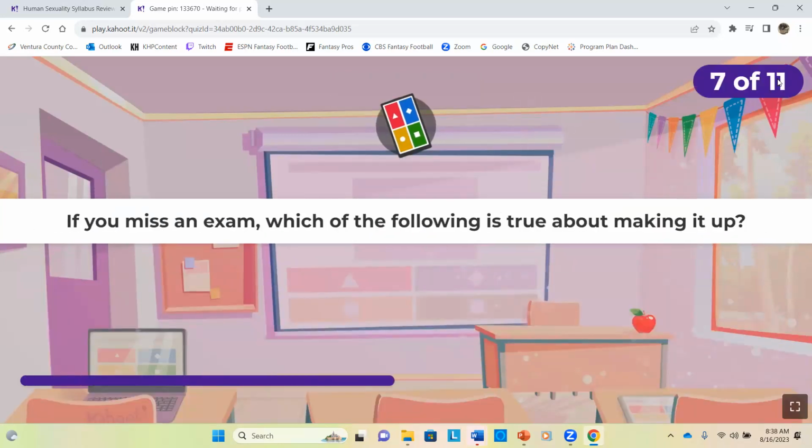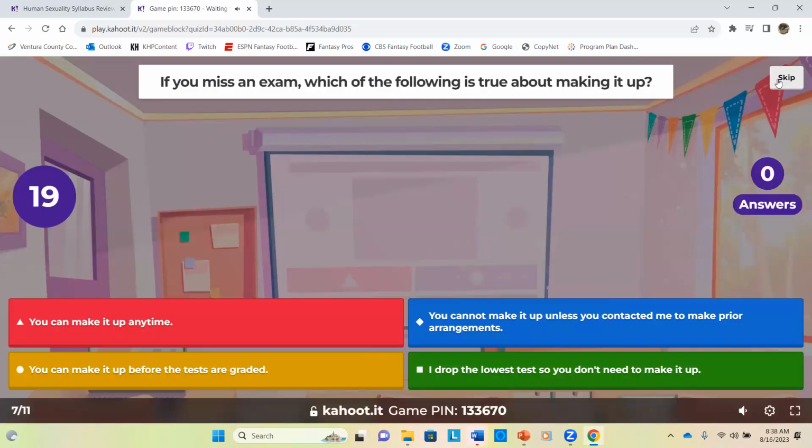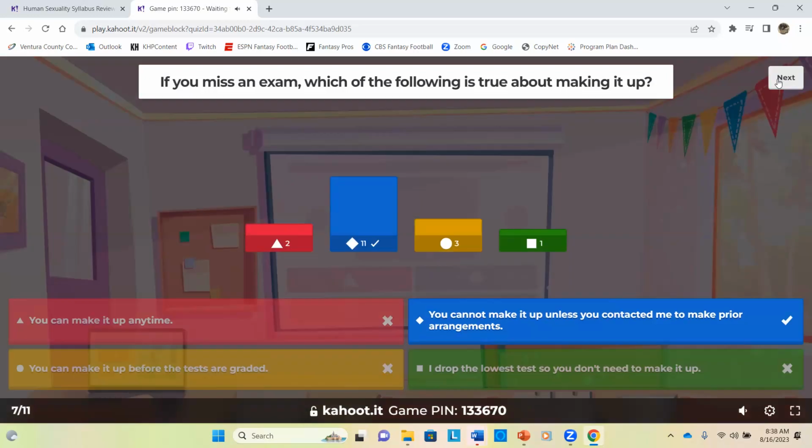If you miss an exam, which of the following is true about making it up? You can make it up anytime. You can make it up before the tests are graded. All right, a little more spread out, but most of you got it right. So if you miss an exam, you can't make it up unless you made prior arrangements with me, right? So you have the entire span of a day to take the exam. So there really shouldn't be any reason that you miss it. Reach out to me ahead of time if something's going on. We can obviously work on that together.